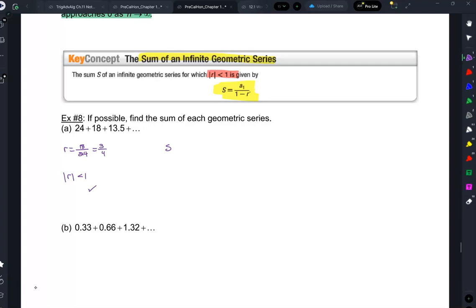S, it's not S sub n anymore, right? Because this is an infinite series. It's just A sub 1, 24, over 1 minus 3 over 4. And this is definitely a non-calculator problem. This 1 minus 3/4 is a quarter. So 24 times 4 is 96, right? So look at that. You summed up an infinite number of values and you only get 96.